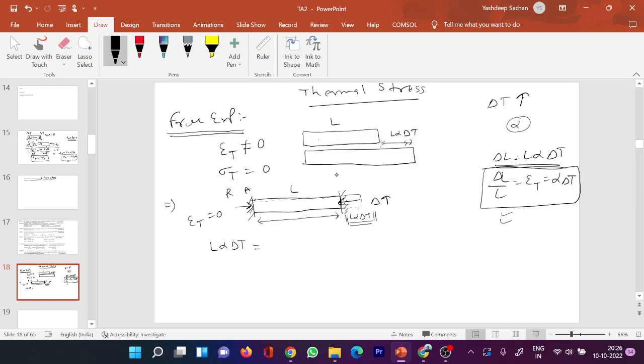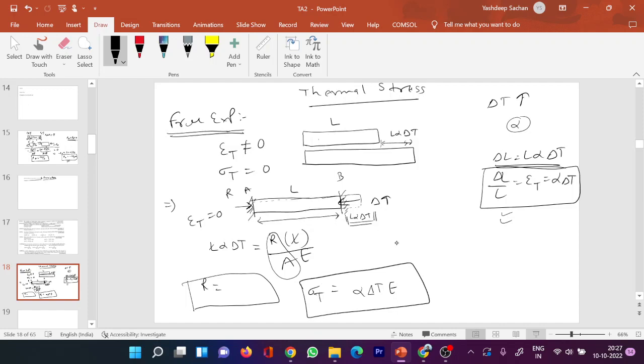Let's suppose this is A and this is B. So what would be the value of R? This would be PL by AE, correct? So from here we can easily find the value of R. If it is asking for R, then R also we can find from here. And if it is asking for the stress, then R by A is the thermal stress, right? If asked for thermal stress, then L will get cancelled, so alpha delta T and E.